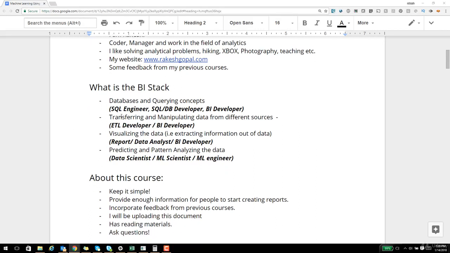So essentially, a typical BI stack consists of the following. It has databases and querying concepts. It has transferring and manipulating data from different sources. It has tools for visualizing the data. And then finally, what we'll be covering in this course particularly is predicting and pattern analyzing the data. So for all the above four, I have recorded videos. Depending upon what role you're applying for in order to make a career on, I would suggest taking up that respective course first, or all the courses in the BI suite.